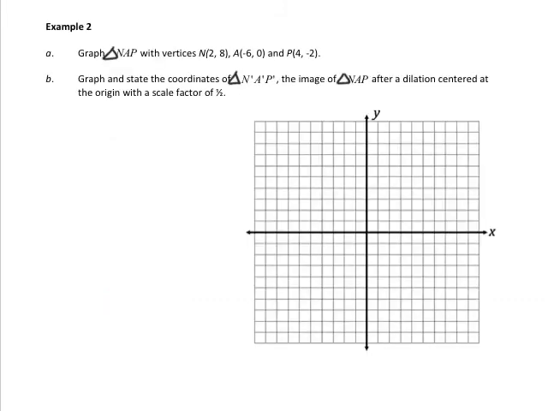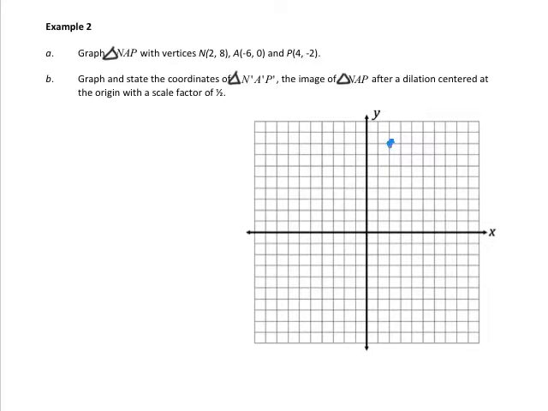So now we're going to graph a little bit. I'm going to graph triangle NAP, and here's my vertices. We'll do that first, and then we will apply a scale factor of 1/2. Everything's going to be dilated from the origin. So again, the process is the same. You're just going to multiply all of your coordinates by the 1/2. But first, let's graph triangle NAP. So (2, 8) is N.